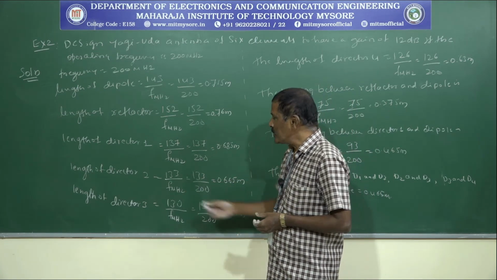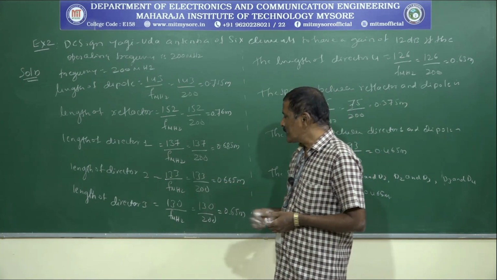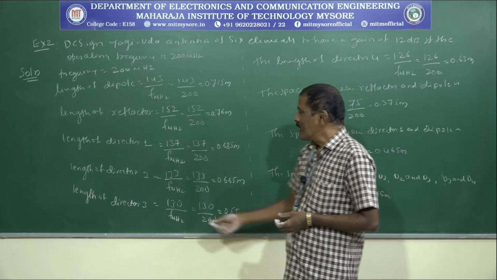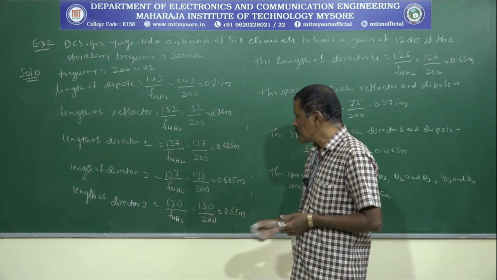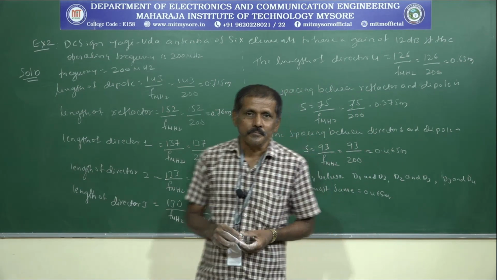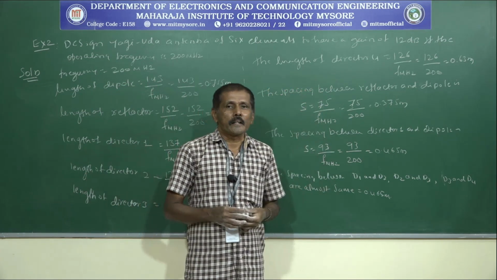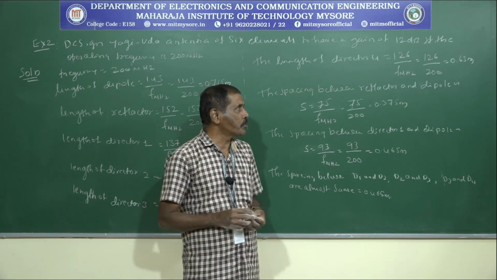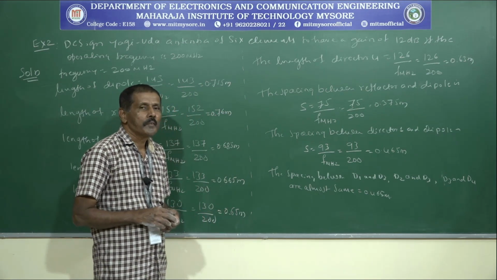The length of director 2 is equal to 133 divided by f, which is 133 divided by 200, equal to 0.665 meters. The length of director 3 is equal to 130 divided by f, which is 130 divided by 200, equal to 0.65 meters. And the length of director 4 is equal to 126 divided by f, which is 126 divided by 200, equal to 0.63 meters.